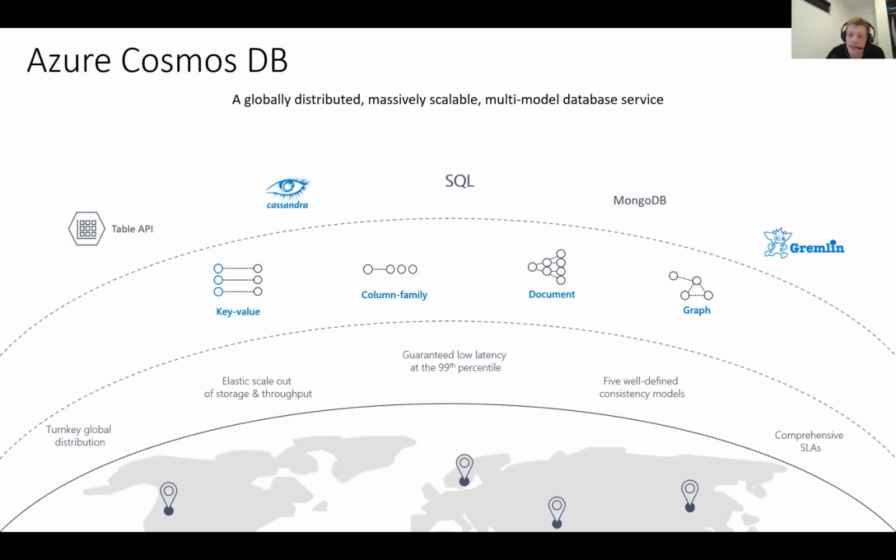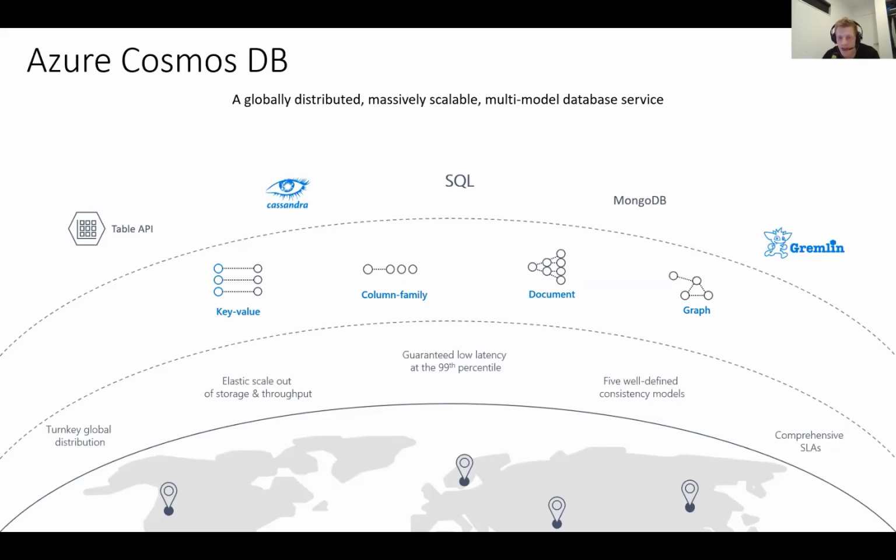There's guaranteed low latency for both index reads and writes at the 99th percentile all around the world. And there are multiple consistency options to choose from. So there's no trade-off between eventual consistency and strong consistency. There are multiple consistency levels to choose from depending on the needs of your applications.